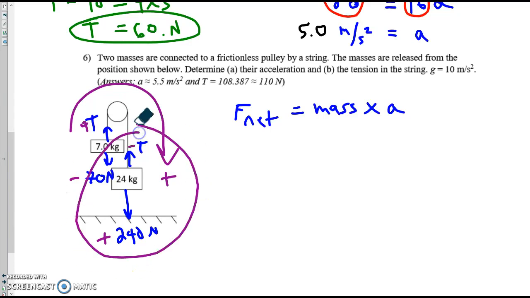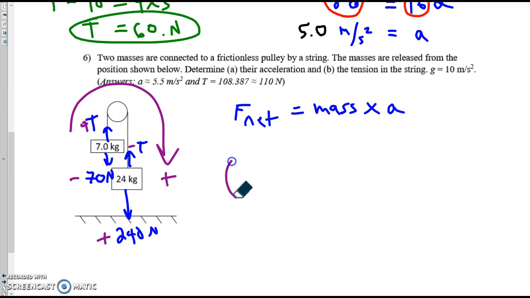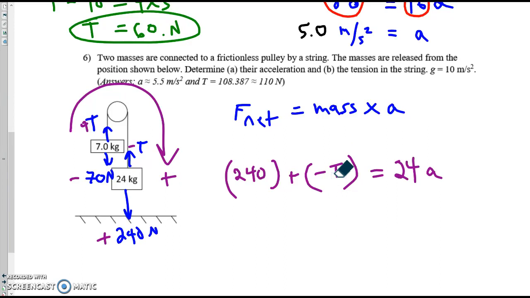All right, on this block, 240, that's one of the forces. Tension is the other, the mass is 24. And 240 pulls with the motion, so it's positive, but the tension is pulling against the motion, so it's negative. In the second case, for the second block, the mass is 7, but we again have 2 forces. So there's the 70, which is against the motion, so that makes it negative. And then we have tension, which is pulling with the motion, making it positive.